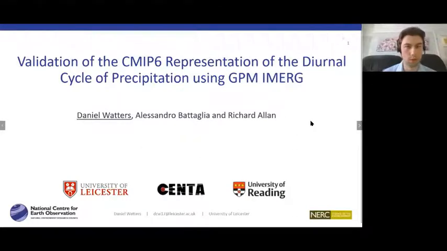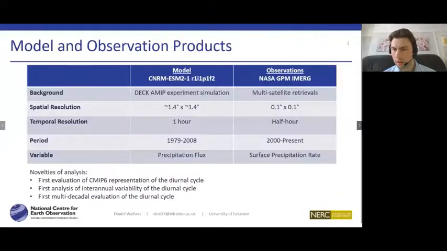So I'm going to be talking to you about validating the CMIP6 representation of the diurnal cycle of precipitation, and I've done that in collaboration with my PhD supervisors, Alessandro Battaglio from Leicester and Reid Allen from Reading. The reason why we're doing a validation of the CMIP6 models for precipitation is that there's no literature currently that has evaluated their performance with regards to precipitation.